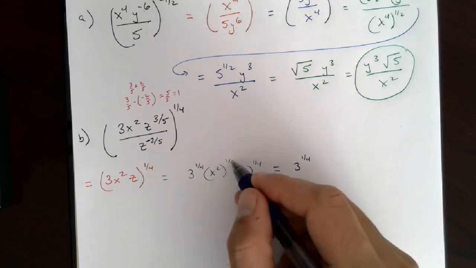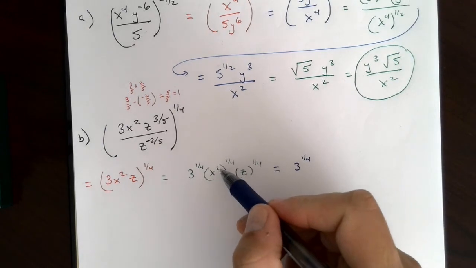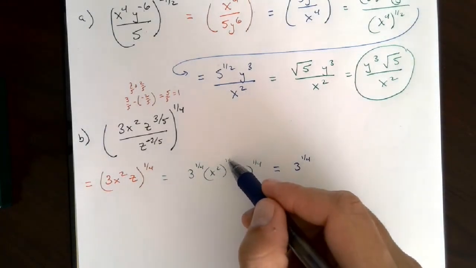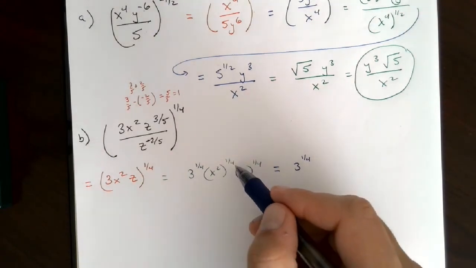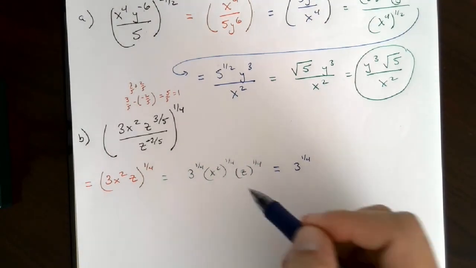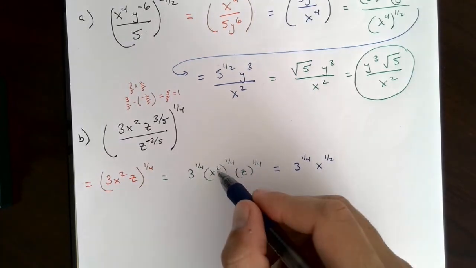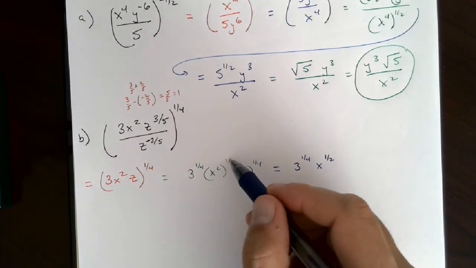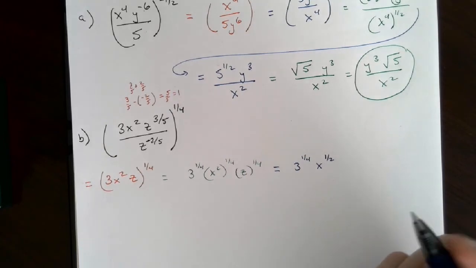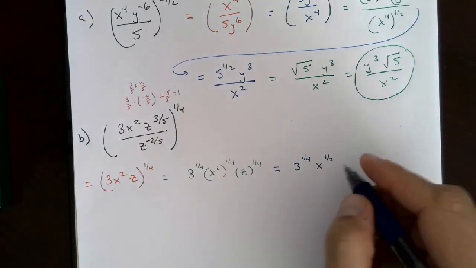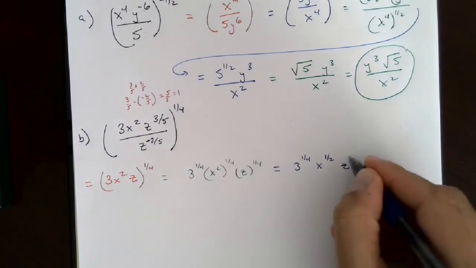X squared to the 1/4. Remember, when you're raising a power to a power, you multiply exponents. So it's 2 times 1, which would be 2 over 4. So 2 over 4 would reduce to x to the 1/2, right? So when you do 2 times 1/4, it'd be 2 times 1 is 2 divided by 4. 2 over 4 is the same as 1 over 2. So make sure you reduce that. And then we have z to the 1/4. Well, it doesn't reduce any further.